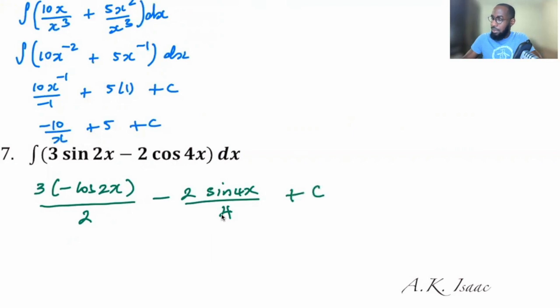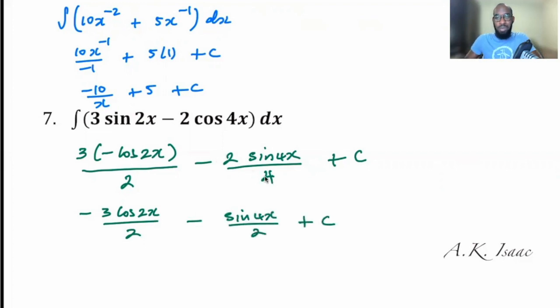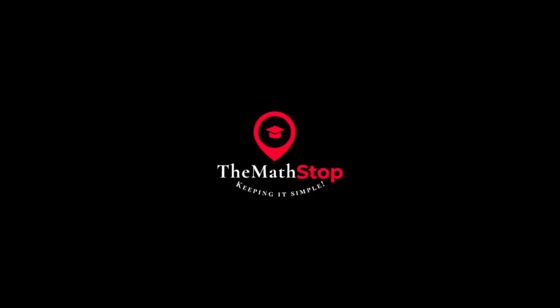Plus c. Make sure I put plus c, all right? So you're simplifying, we have negative 3 cos 2x divided by 2 minus sine 4x divided by 2 plus c. 2 to 2, 1, 2 to 4, 2. All right, straightforward. All right, so that's it as it relates to integration.